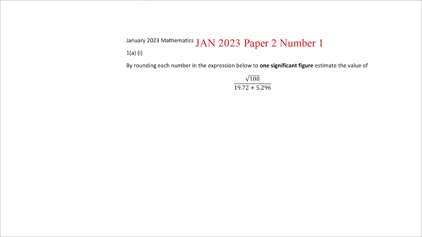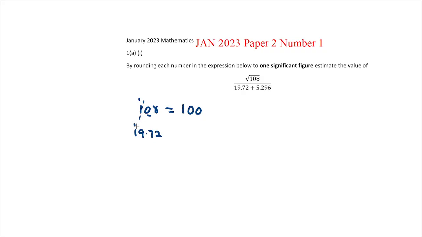Let's start. So January 2023, we have: by rounding off each number in the expression below to one significant figure, estimate the value of. So they told you to round off or approximate. So 108 to one significant figure. 1, you draw a line there. That would be 1, and everything after that line, this is 0, so you don't have to add 1 to the number in front of the line. So this would be 100. Remember, everything after the line turns to 0.